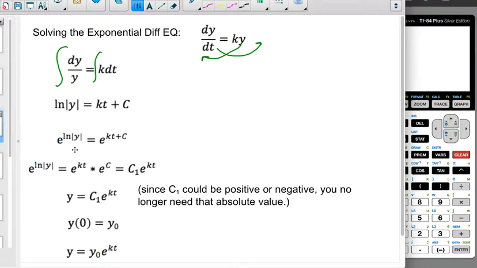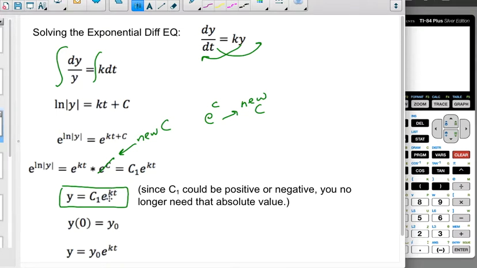When I exponentiate to get rid of the natural log, I get e to the natural log of the absolute value of y equals e to the quantity kt plus c. But as we've seen before in other videos, I can rewrite that as e to the kt times e to the c, and I can argue that this is just a new c. So e to a constant is just a new constant. I just called it c sub 1. So you'll often see this general equation, y equals c e to the kt, or c sub 1 e to the kt.